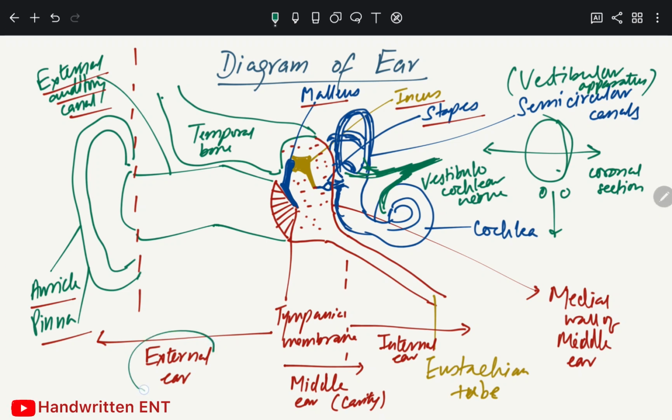So we see the external ear, the middle ear, and the internal ear with all its structures in a very simplified way.